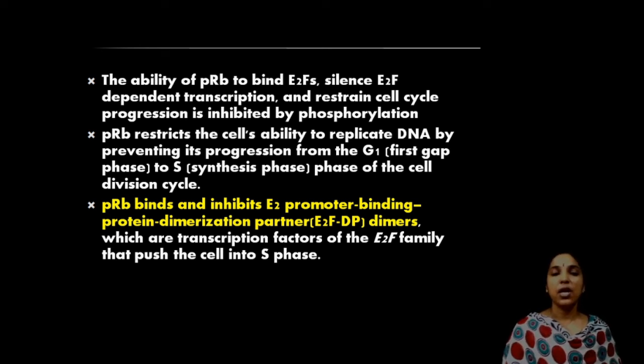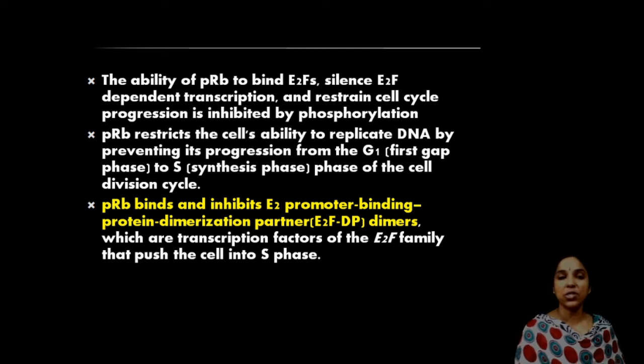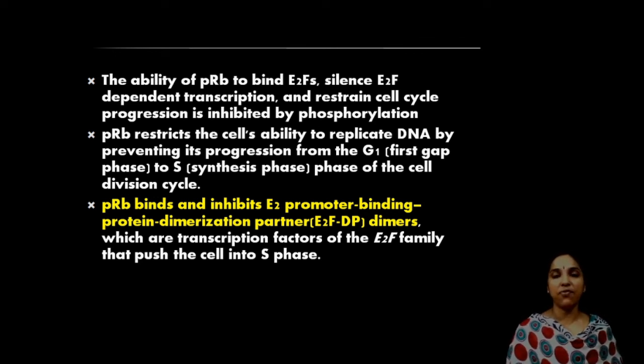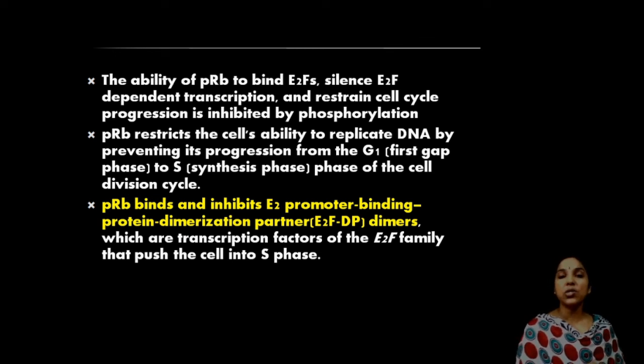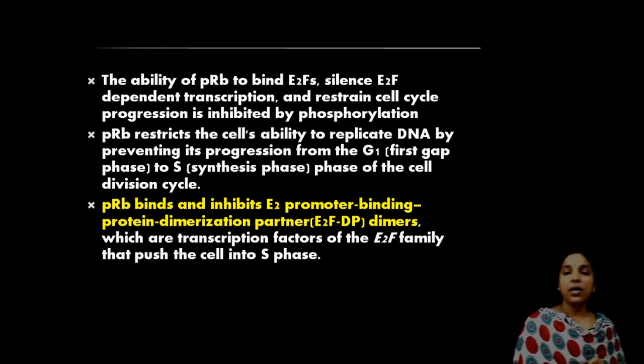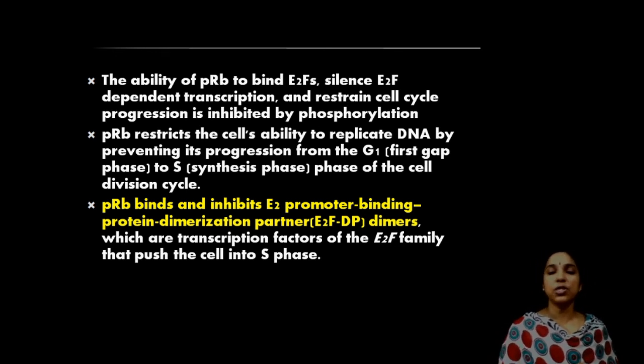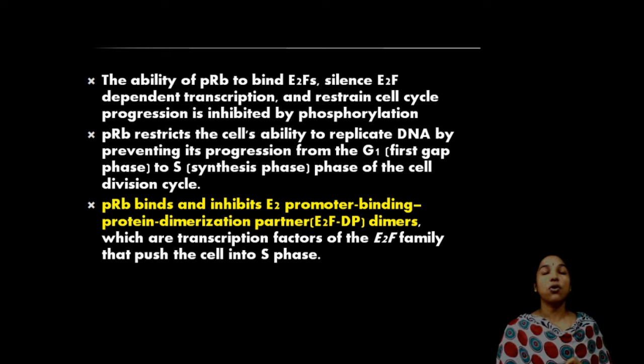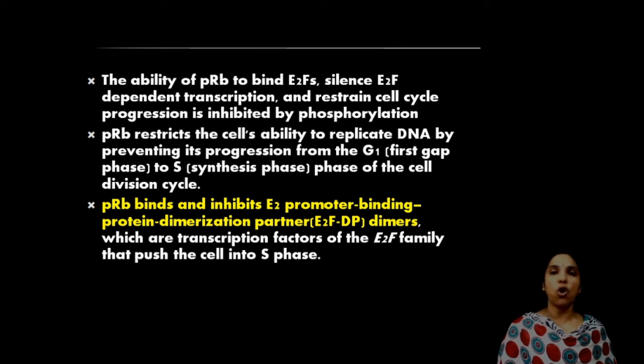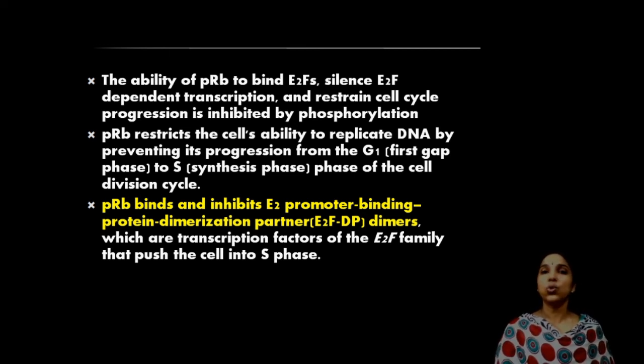That is an important one. This happens in the G1 phase itself, the first gap phase to S phase, that is the synthetic phase. Okay. So, PRB binds and inhibits the E2F promoter binding protein. That is the thing happening here, and the transcription factor E2F pushes the cell into S phase. So, if it is normal, it will push into the next phase, otherwise it will stop. It will give the signal to stop the cell division. So, these are about tumor suppressor genes. Its inactivation and activation of the RAS gene are two very important things regarding the genetics of cancer.